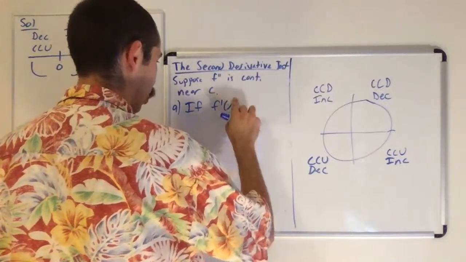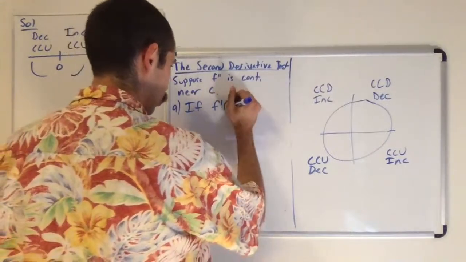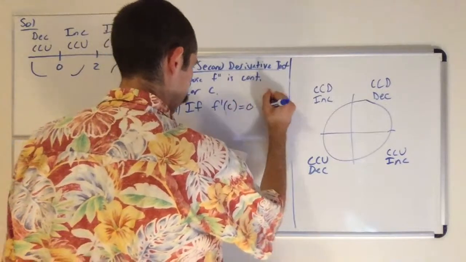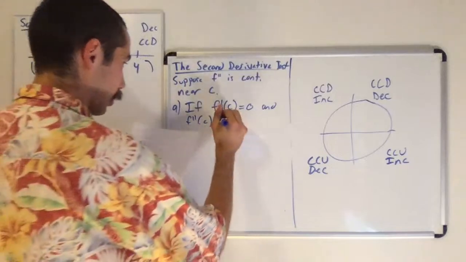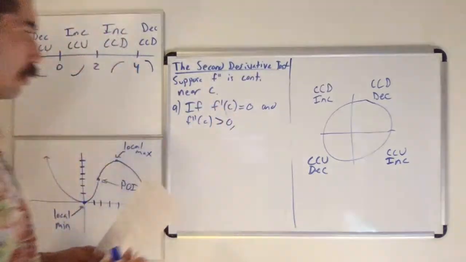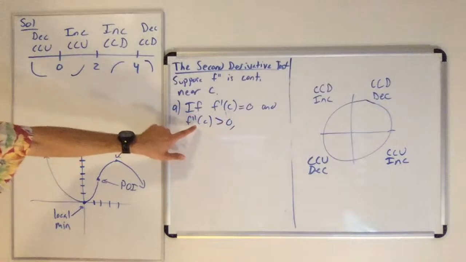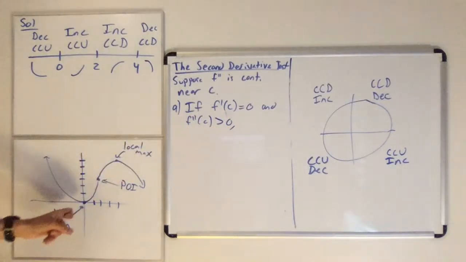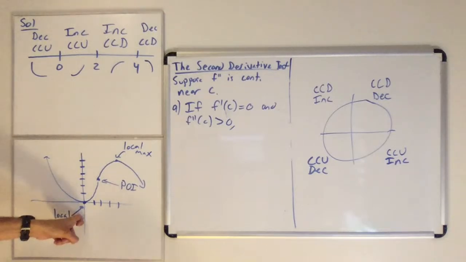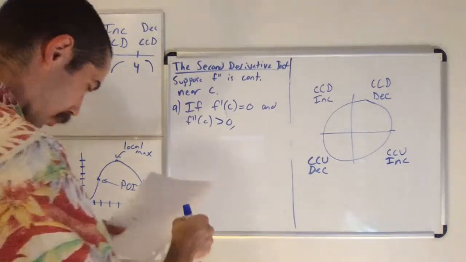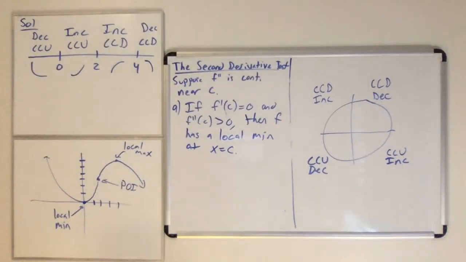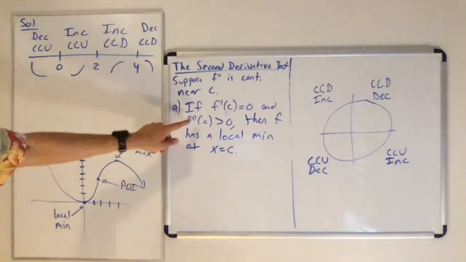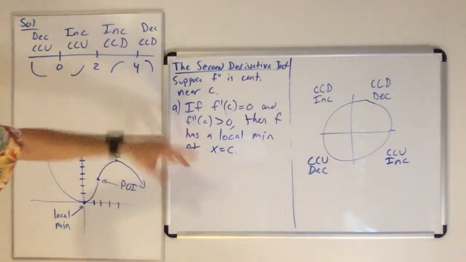It says if f prime of c equals 0, and f double prime of c is positive, so our derivative is 0 and our second derivative is positive, the second derivative test says we have a local min. And similarly, if our second derivative is negative, then we'll have a local max.